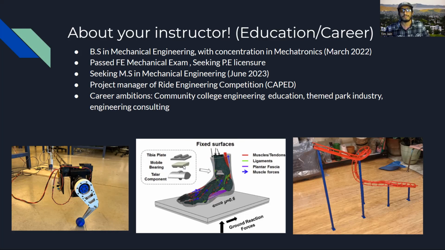So I'm performing a finite element analysis on an implant that incorporates a mobile bearing, which means that there's two articulating surfaces between the tibia and the talus. But there's also a fixed bearing, which is a rigidly attached bearing to the tibial plate, which I'm running analysis on. So I'm running a comparison study between mobile and fixed bearing implants within finite element analysis using software such as Abaqus.